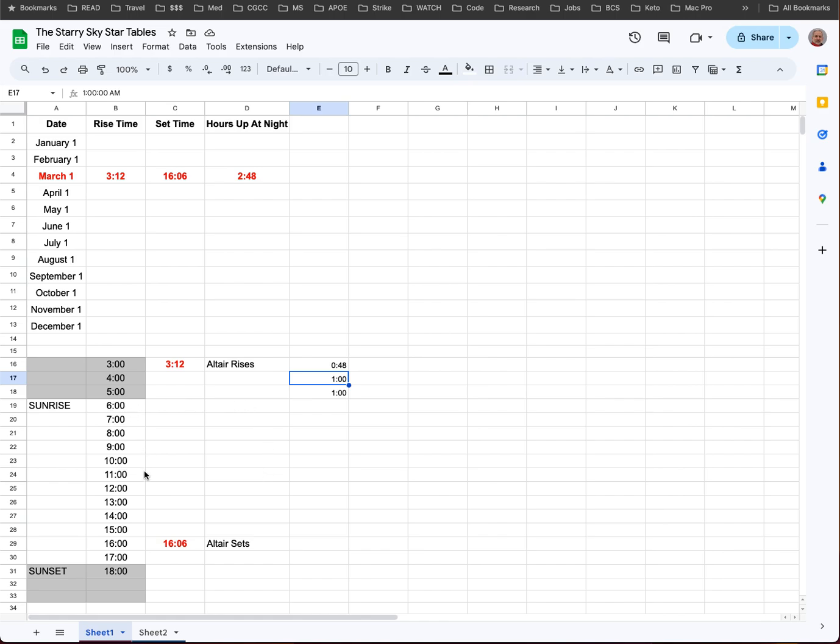So you've got to see if you even make it to nighttime again down at 6 p.m. And the fact is we don't. Altair sets at 16:06, so we're done. This is the only time at night when Altair is up. And if you add this up, you'll see it comes to 2 hours and 48 minutes, which would be the correct answer to put in the hours at night column for the month of March. Okay? That's what we're trying to answer here.